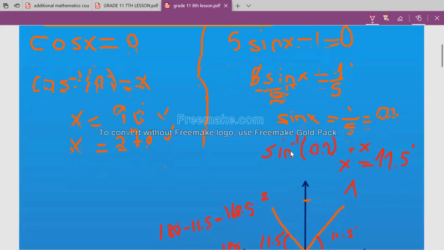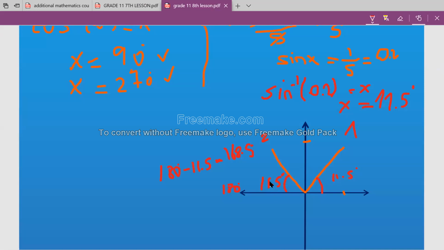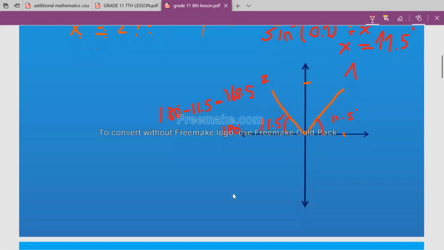From inverse sine of 0.2, the acute angle is 11.5. It's in the first quadrant. To find the second solution in the second quadrant, we subtract from 180 degrees.